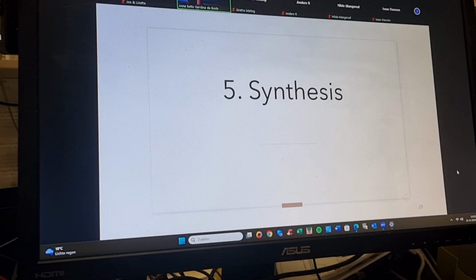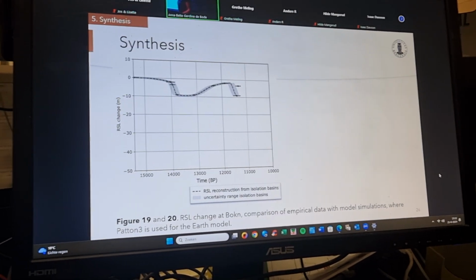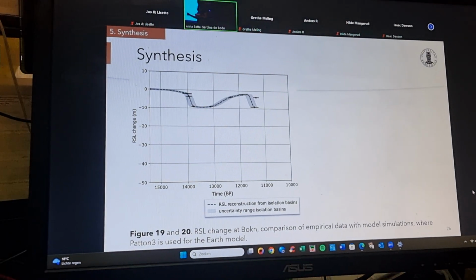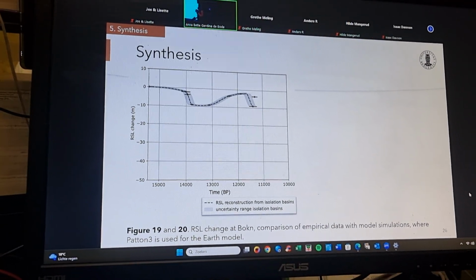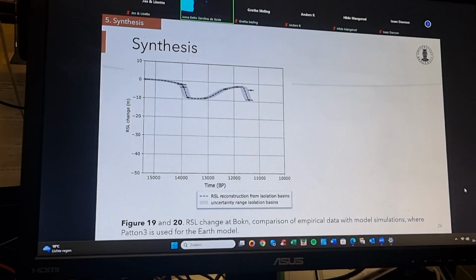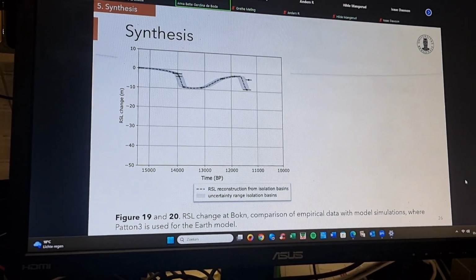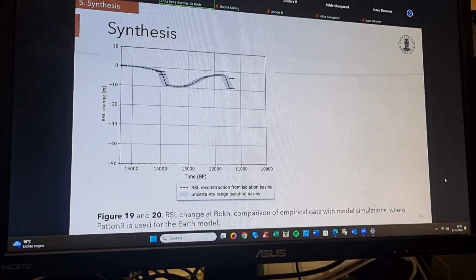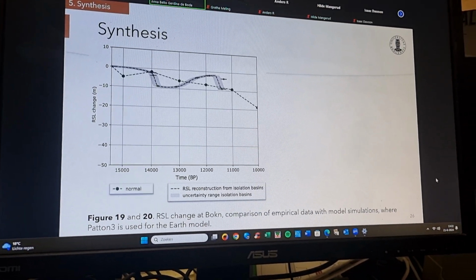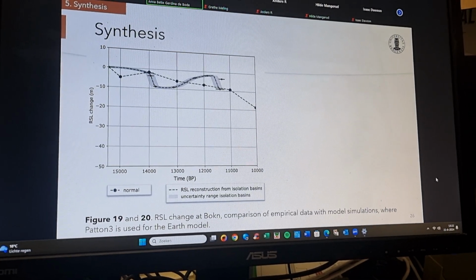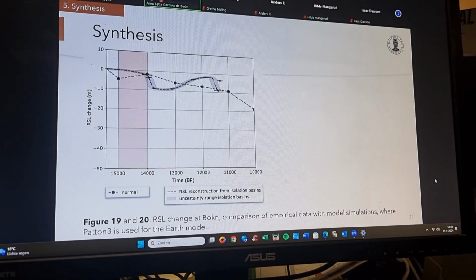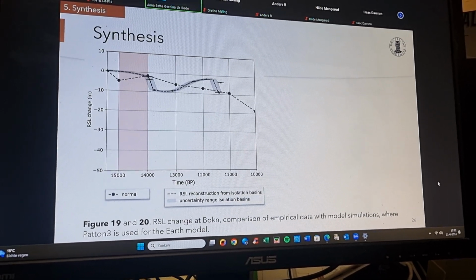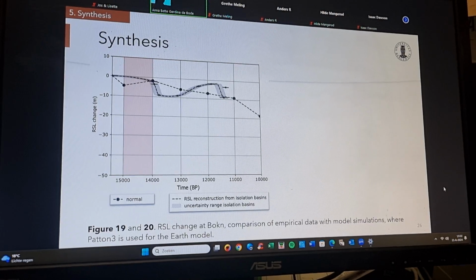Yes, for the synthesis. First of all, I have plotted the relative sea level reconstruction for the isolation basins. I cannot show you all the runs, but it shows the pattern Earth model now. Then when I show you the run with no ice thickness adjustments and no time series adjustments, it looks like this. So it's quite different, especially when we zoom in on the time period of interest, which is meltwater pulse 1A. You can see a gradual lowering in the empirical data, but there is a gradual increase in the model run.